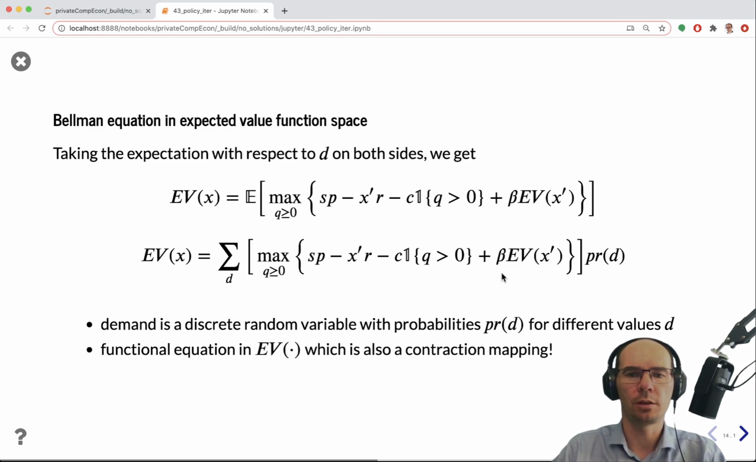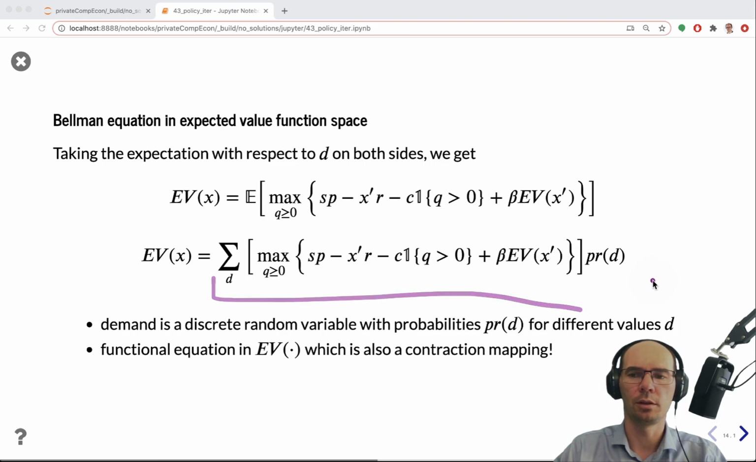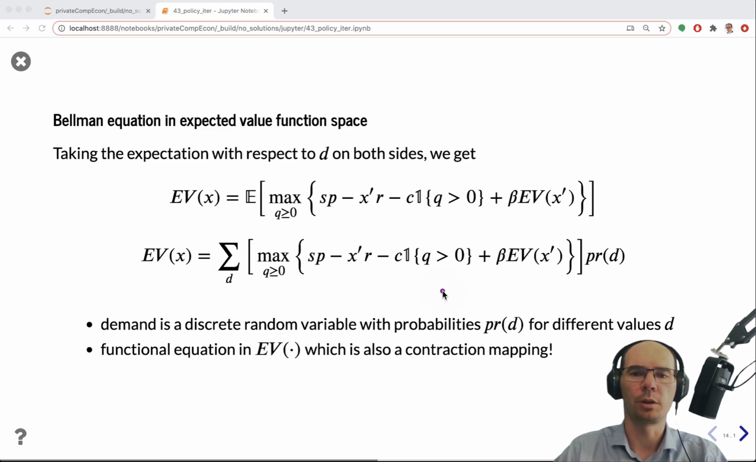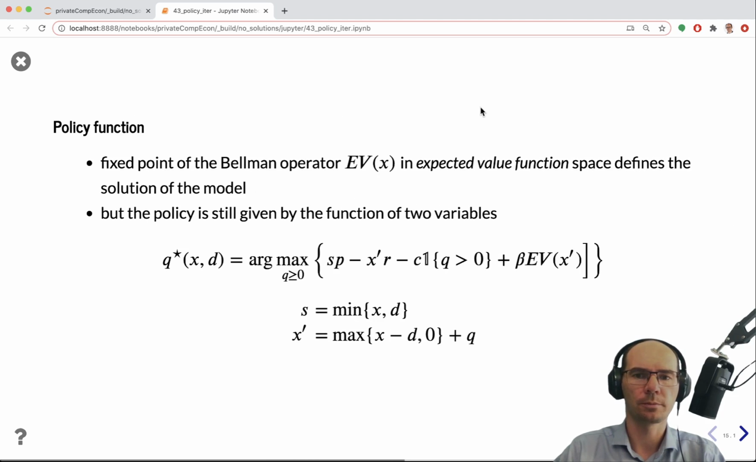The fixed point, the expected value which satisfies this equation, is describing the solution. And then we can iterate on this right-hand side as an operator and perform value function iterations, just like we would do with the Bellman equation.